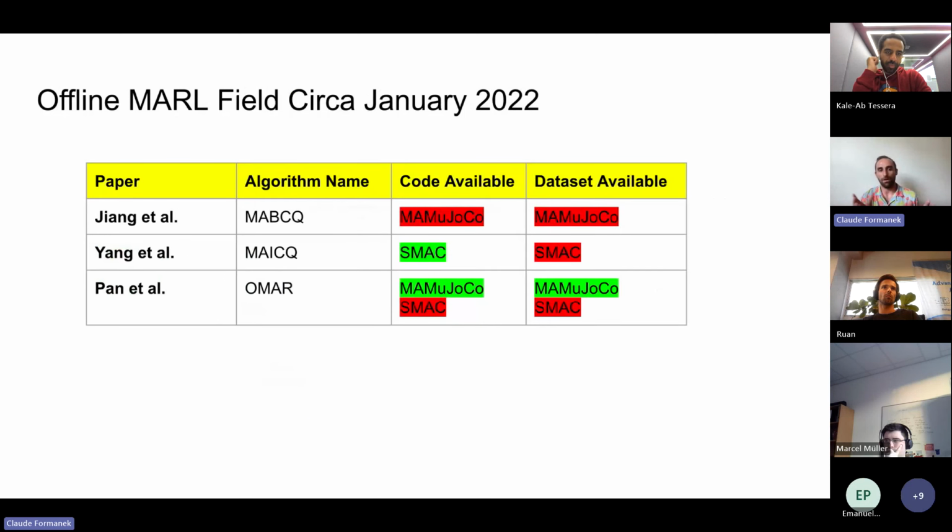But then there were big problems here. When you tried to get the code, in the case of the first one, it was not available, and the data set wasn't available. For the MAICQ paper, they did provide the code, but the data sets, quite soon after they shared a link, stopped working. And then for the OMAR algorithm, they did share the code for the continuous version for MuJoCo and the data set, but not for the SMAC, discrete one. On top of that, each of them made their own data sets, so there was no standard axis along which to compare them.